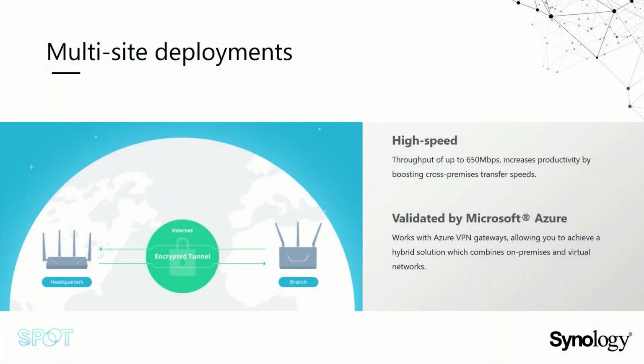Now I'm going to go over multi-site deployments. So for companies with branch offices in multiple locations, site-to-site VPN allows them to share resources across different networks through secure IPsec tunnels over the internet. This eliminates the need for employees to configure individual VPN settings on their computers. Now it's also validated by Microsoft Azure. So with the gateways, you can achieve a hybrid solution which combines the on-premises and the virtual networks.